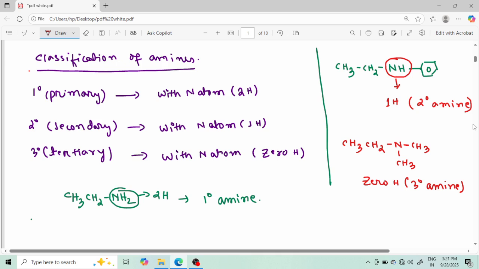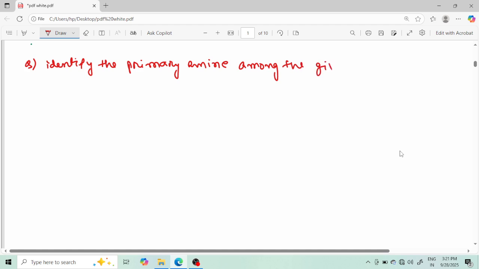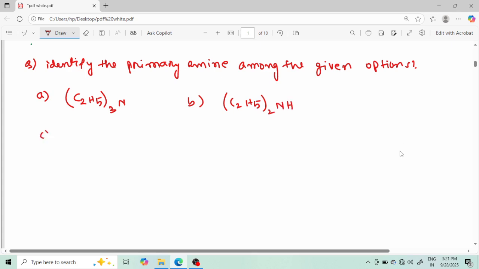Okay, right? Now let's do one question. The question is, identify the primary amine among the given options. Suppose the first option is (C2H5)3N, the second option is (C2H5)2NH, the third option is C2H5NH2, and the fourth option is (CH3)3N.